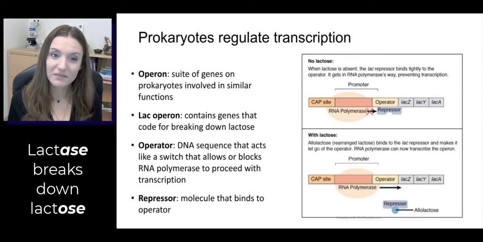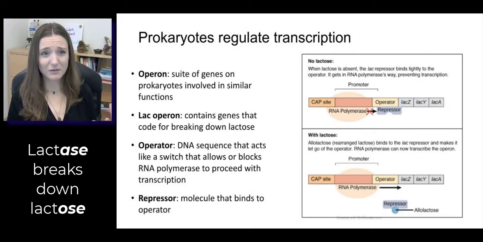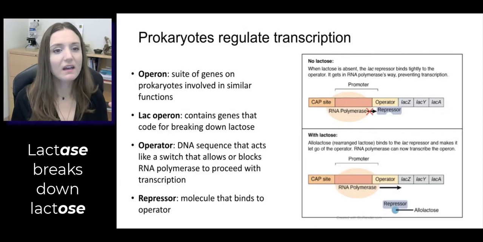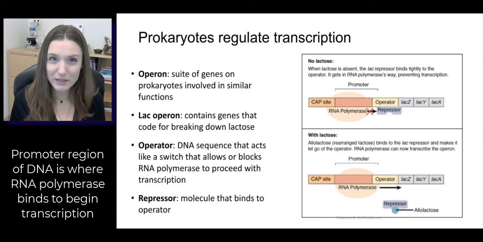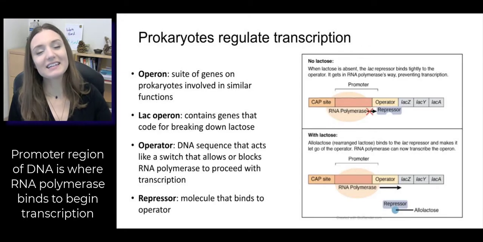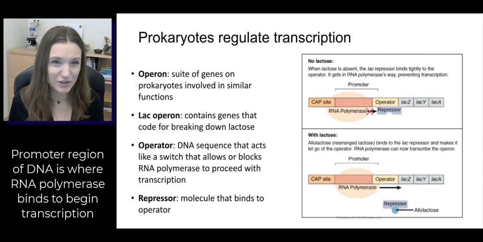So, all of these genes are arranged in basically the same location. They're all next to each other in this region of the DNA of a prokaryote that we call an operon. Remember we talked about there's a promoter region? And that promoter region is where RNA polymerase will bind to begin the process of transcription. In prokaryotes, we have some extra pieces before we actually get to the genes that contain the information for how to make lactase, these genes right here.